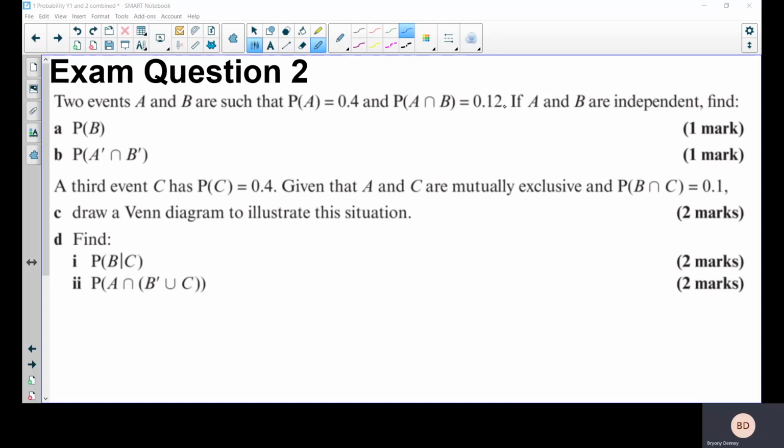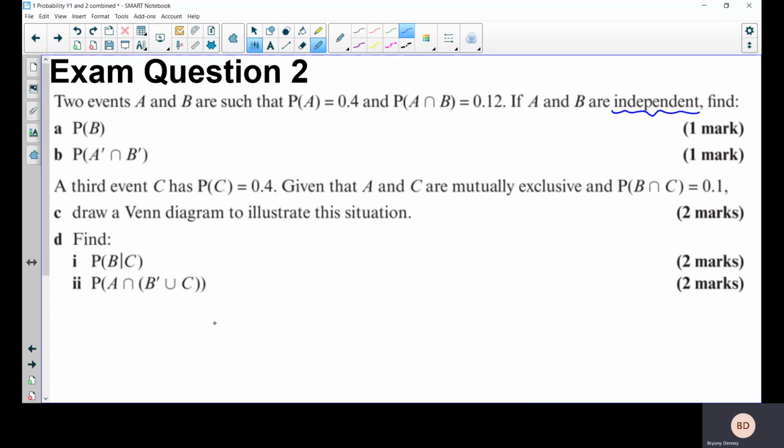I've got the intersect of A and B and I've got the probability of A, so I can complete half of the Venn diagram, but it's not going to help me with the probability of B. So I'm going to have to think about how I can find the probability of B with some other method. The key bit of information here is that A and B are independent.